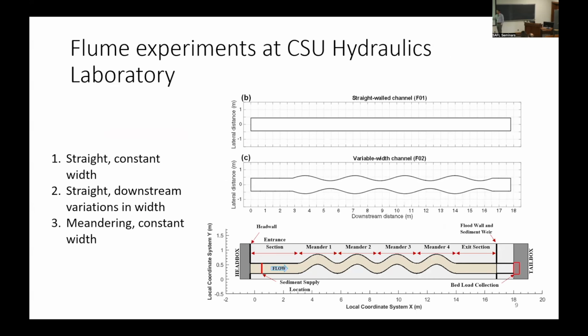Okay, so with that as some background, I'm going to spend the majority of this talk talking about 3 flume experiments that we did at the hydraulics laboratory that we have at Colorado State University. And these are schematics of the 3 experimental setups that we used to try to get at these questions, going from essentially simple to more complicated. So we started with a straight constant width flume. We then imposed downstream sinusoidal variations in width. And then we kept a constant width, but we made the channel a meandering planform.